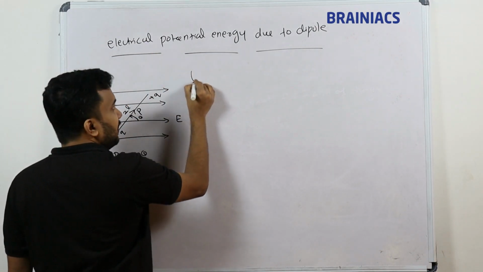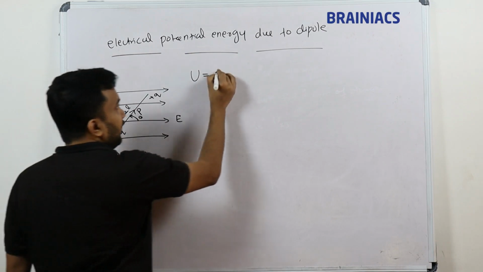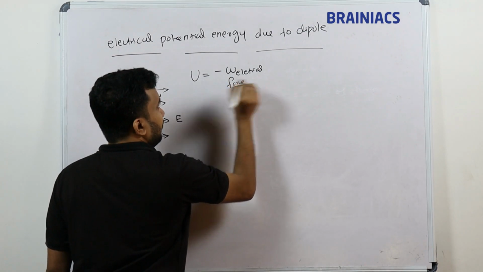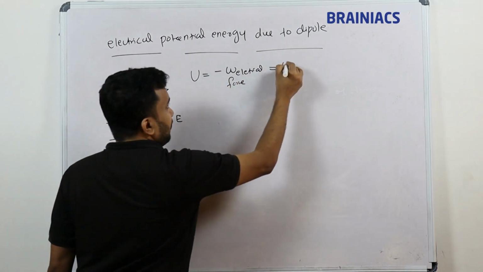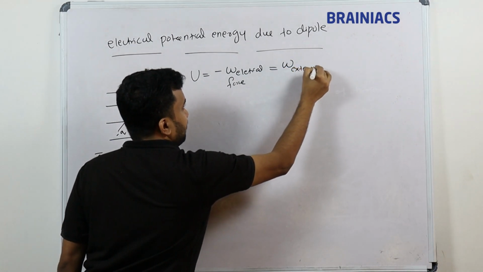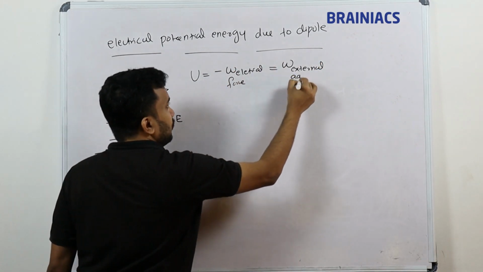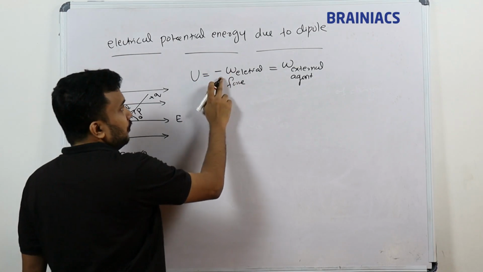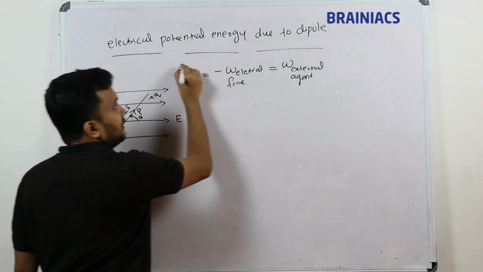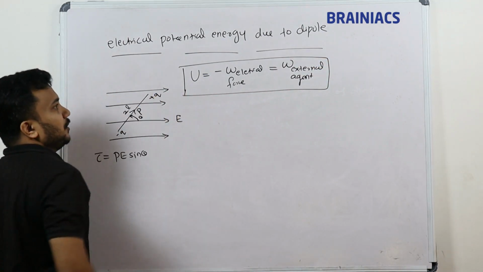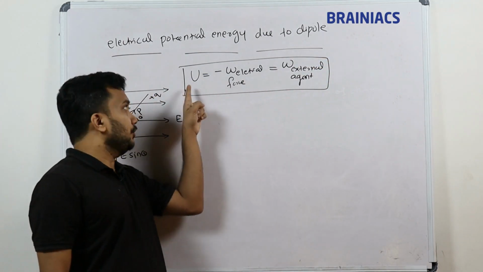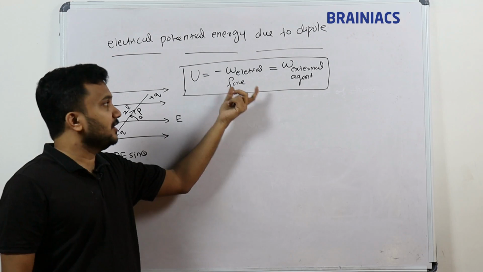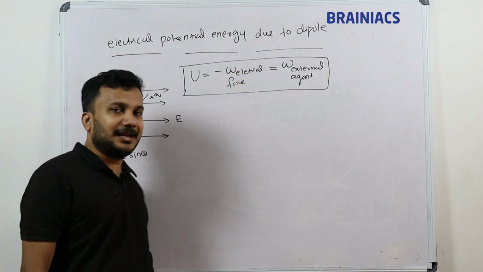Remember one thing: electrical potential energy is equal to the negative of the work done by the electrical force, and it is equal to the work done by an external agent. So the work done by an external agent is equal to the electrical potential energy, and this is equal to the negative of the work done by the electrical force. Remember this. So the external agent's work is always the negative of the electrical force's work.